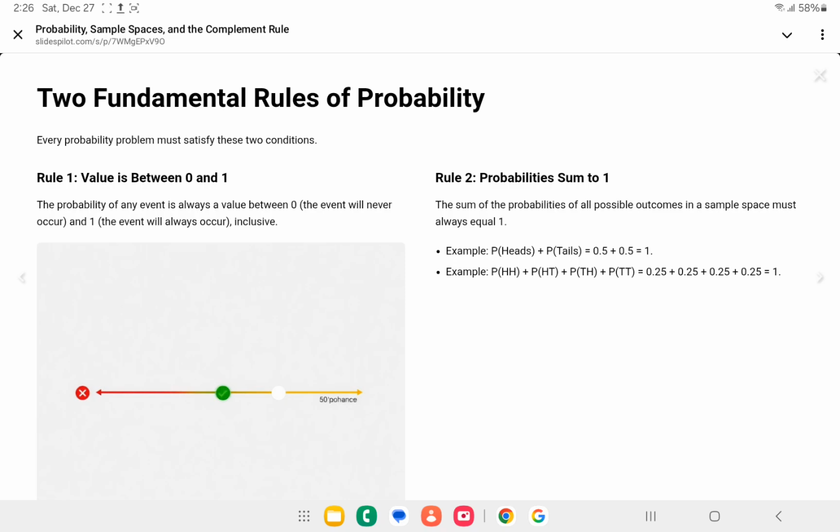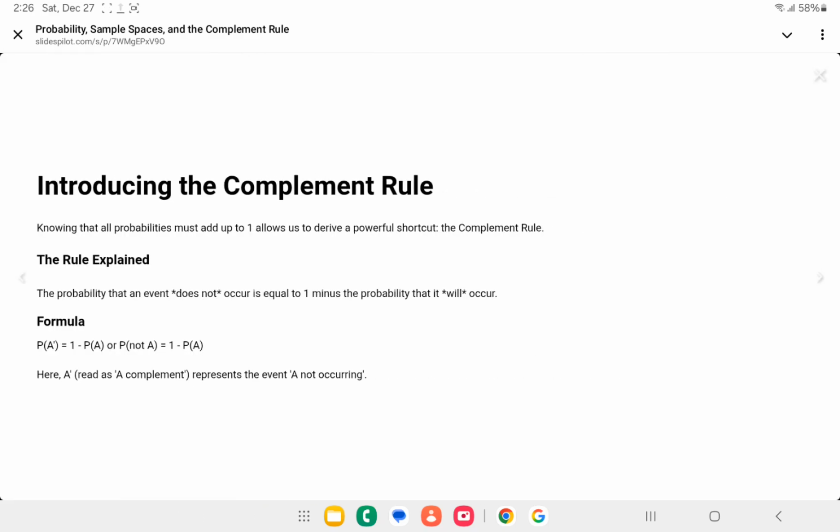of 1. By knowing this mandatory condition, we can derive something called the complement rule. This rule says that the probability that an event does not occur is equal to 1 minus the probability that it will occur. The formula for this rule can be written as so, where you have the probability of complement A, in other words, the probability of event A not occurring, is equal to 1 minus the probability of A.